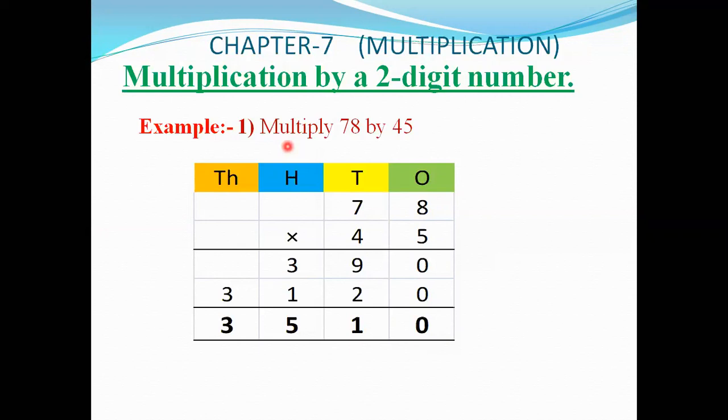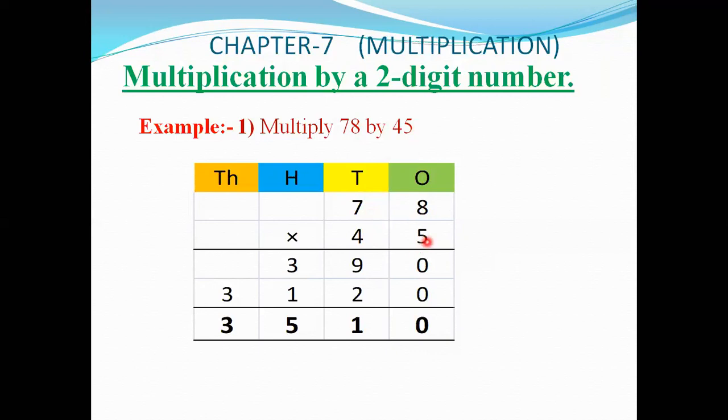Now, let us take an example. Multiply 78 by 45. 45 is a two-digit number and 78 is also a two-digit number. Arrange these numbers. Here is the ones place, here is the tens place. Now here is the ones place, and here is also the tens place. First we write 78 in the tens place and the ones place, and write the multiplication sign, and write 4 under the tens column and 5 under the ones column.